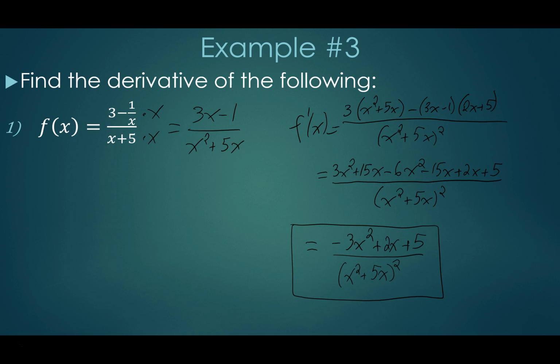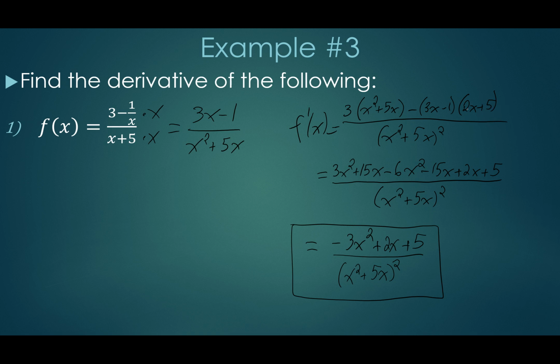Okay, so here's our final answer for the quotient rule. You should have negative 3x squared plus 2x plus 5 all over (x squared plus 5x) squared for your actual answer. And again, the way it worked is as a review. So again, we had (3x minus 1) over (x squared plus 5x). We did the derivative of the top, which was 3, times the bottom, x squared plus 5x, minus our top function, 3x minus 1, times the derivative of the bottom, which derivative of x squared is 2x, derivative of 5x is 5, that's why it's 2x plus 5.